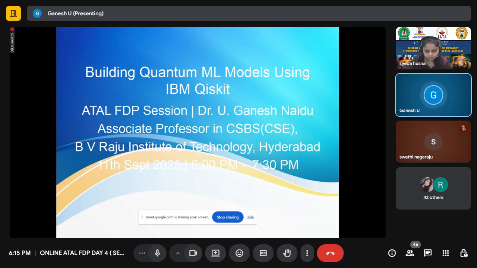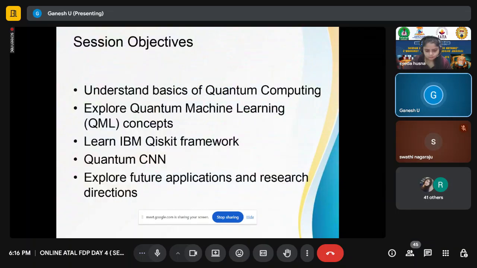Normally in traditional data, the data is in the form of zeros and ones, as we know. Okay, in this FDP session, first we will see the main contents we focus on. I will read them out. Understand the basics of quantum computing: what is meant by quantum computing, and what quantum principles we are using in machine learning, deep learning, or AI models. Next, explore quantum machine learning concepts.